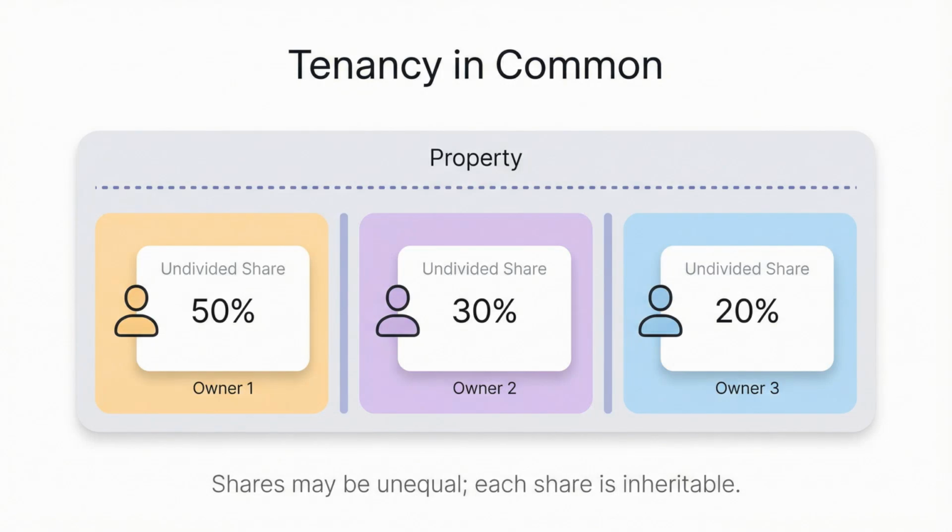Tenancy in common is different. Co-owners hold separate, undivided shares in the same property, and those shares can be unequal. The key is that each tenant's interest is inheritable. When they die, their share passes to their estate or successor, rather than automatically to the surviving co-owners.